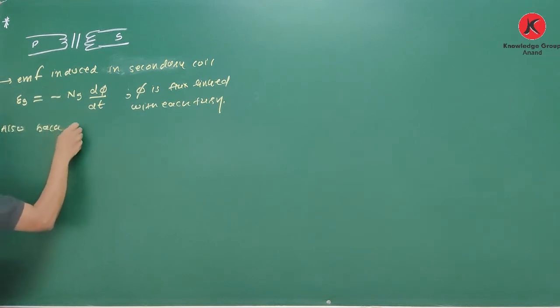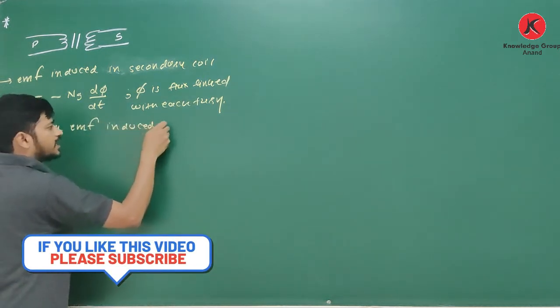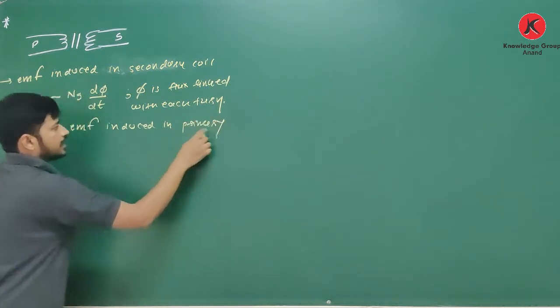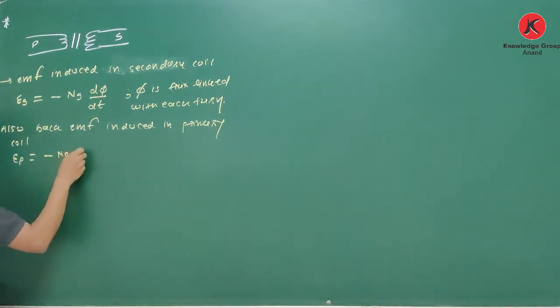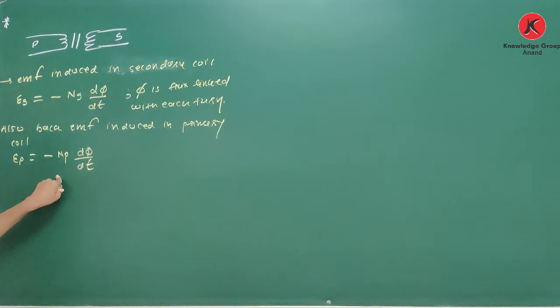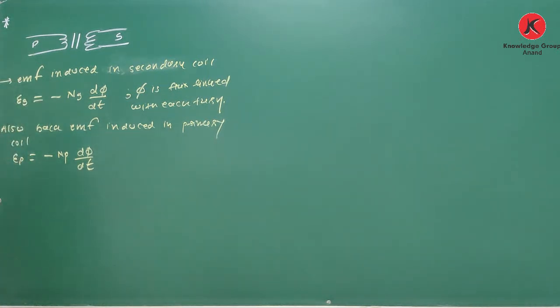Okay. And yes, also back EMF induced in primary coil, that is EP is equal to minus NP d phi upon dt. We are assuming flux linked with each turn in primary coil and secondary coil is same. So it is ES and it is EP.